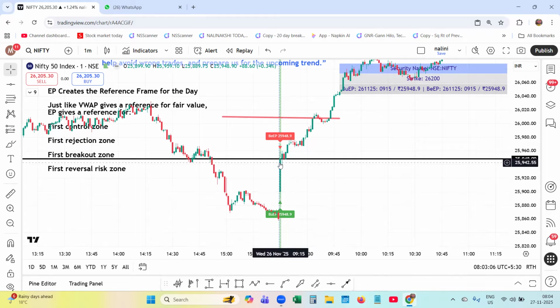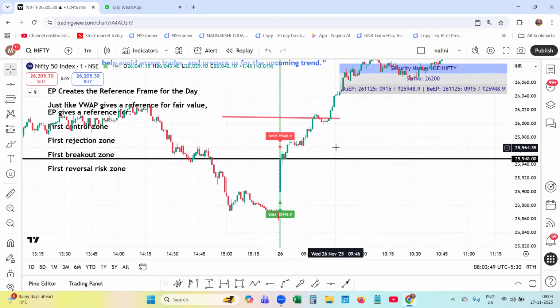EP creates the reference frame for the day, just like VWAP gives you a reference for fair value. EP gives a reference for the first control zone. This is the first control zone over here, and also the first rejection zone, first breakout zone. Remember: first control zone, first rejection zone, first breakout zone, and first reversal risk zone. So yesterday, what happened? This was the control zone and breakout zone. The breakout above the CE level triggered the buy EP and the market moved higher.